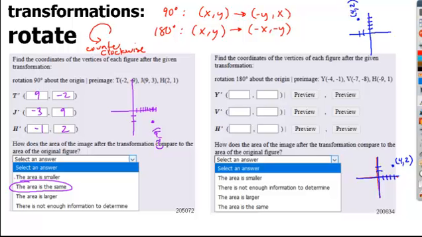All right, I want you to answer this next question, which should be pretty straightforward. Even if you don't remember the rule for the 180-degree rotation, if you do it with one point, rotate it, and then count the coordinates, you'll be able to see what the new rule is and apply that.